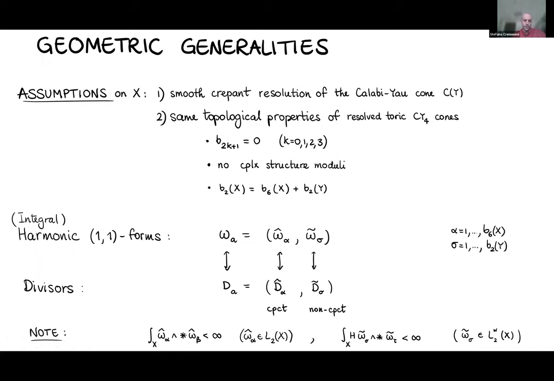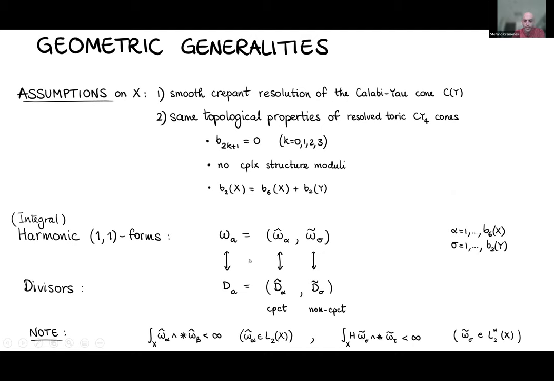And you can take a dual perspective and think in terms of divisors. And so there will be B6 of X compact divisors, or there are non-compact divisors which have a boundary on the Sasaki-Einstein, which is the boundary of the cone, and there are B2 of Y of them.